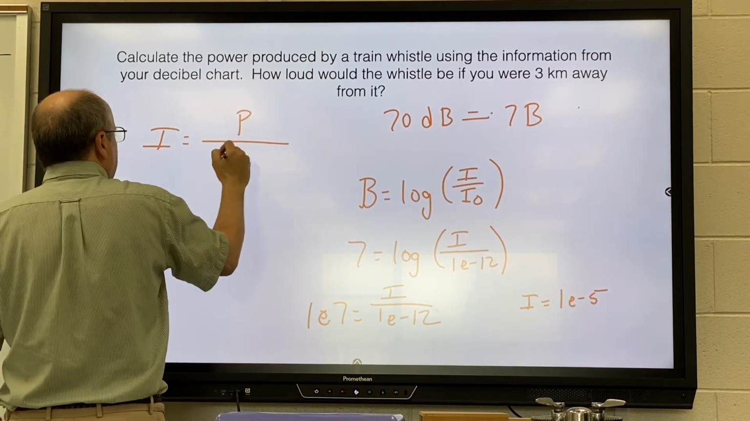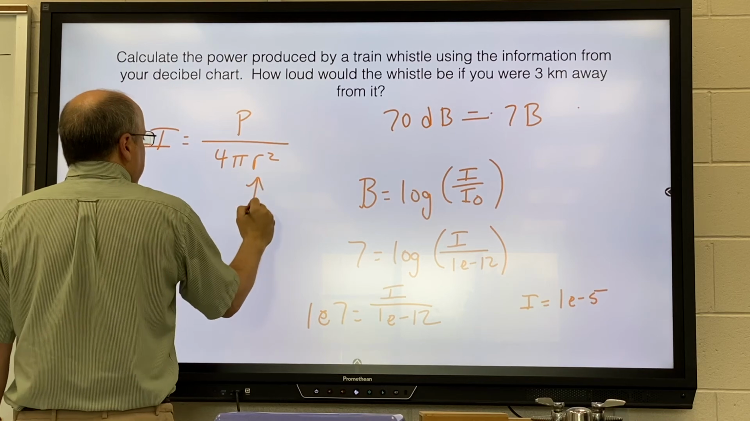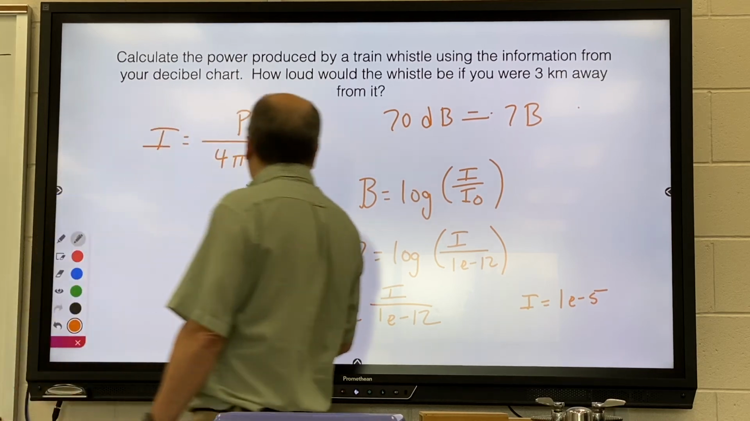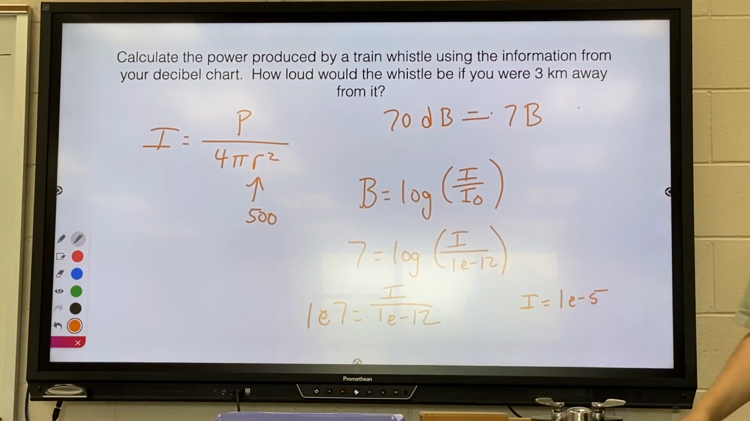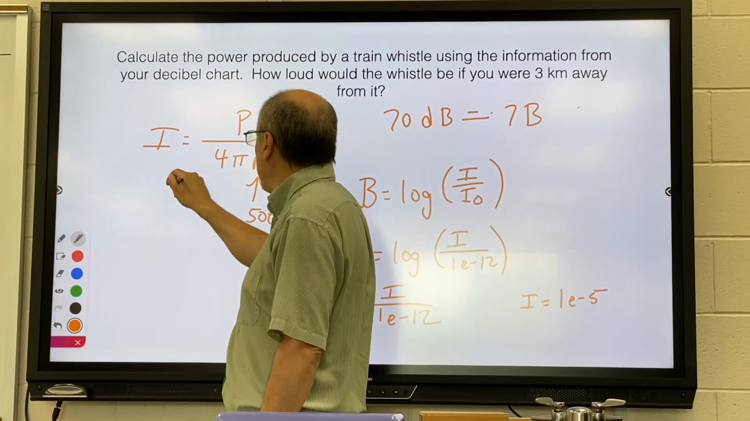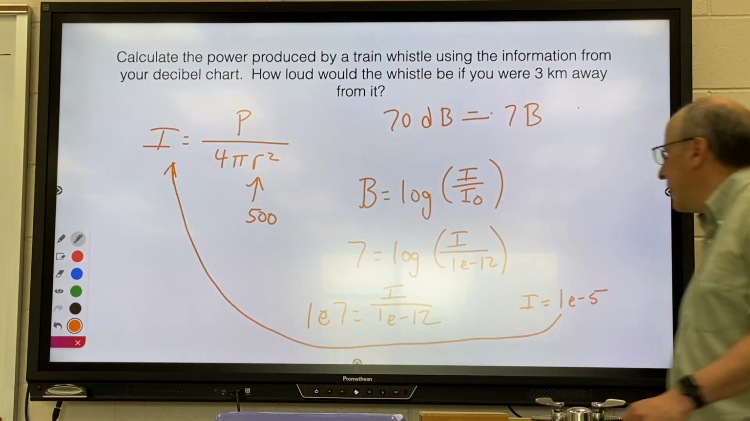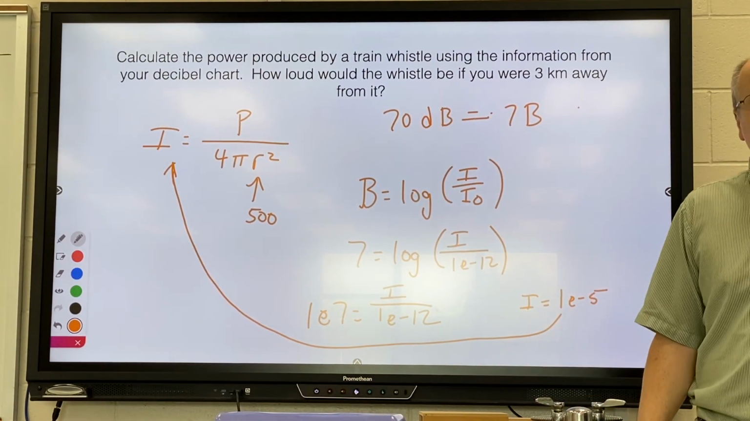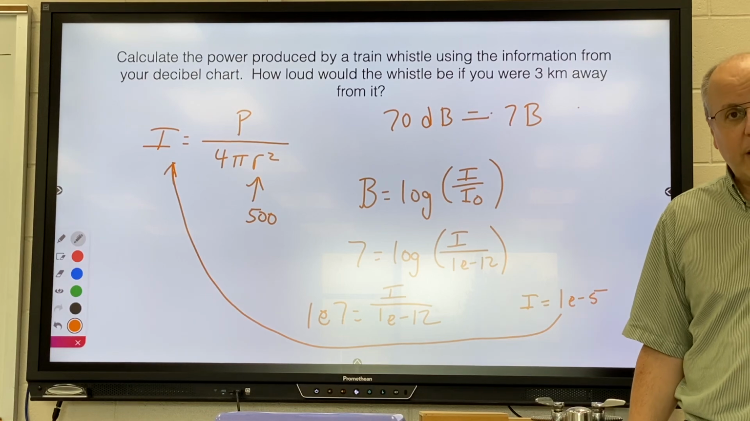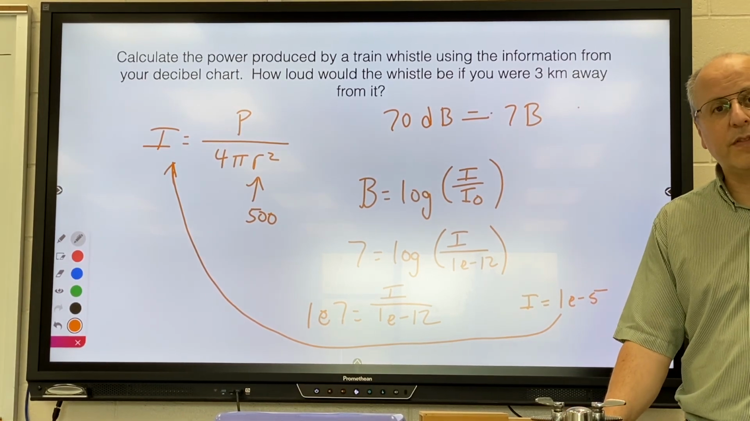We then use power over 4 pi r squared. It said that our train whistle was 500 meters away, so we plug in our I, and we plug 500 in as our distance, and we solve for power. Hopefully you can work through and find the power of the train whistle.